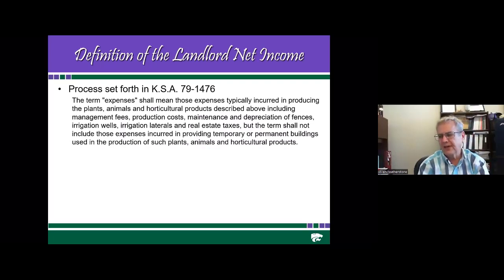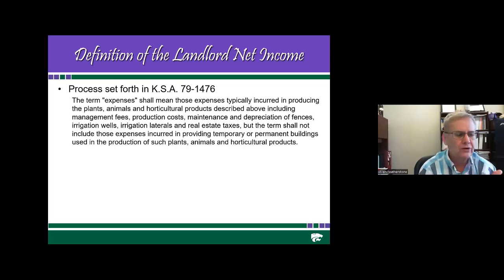In terms of expenses, those are going to be typically incurred in producing the plants and animals and horticultural products, including management fees, production costs, maintenance and depreciation of fences, irrigation wells, irrigation laterals, and real estate taxes. Essentially, all of those are taken into account. However, it shall not include expenses in providing temporary or permanent buildings used in the production of such plants, animals, and horticulture. And so it's going to be involved in the expenses used in producing those.